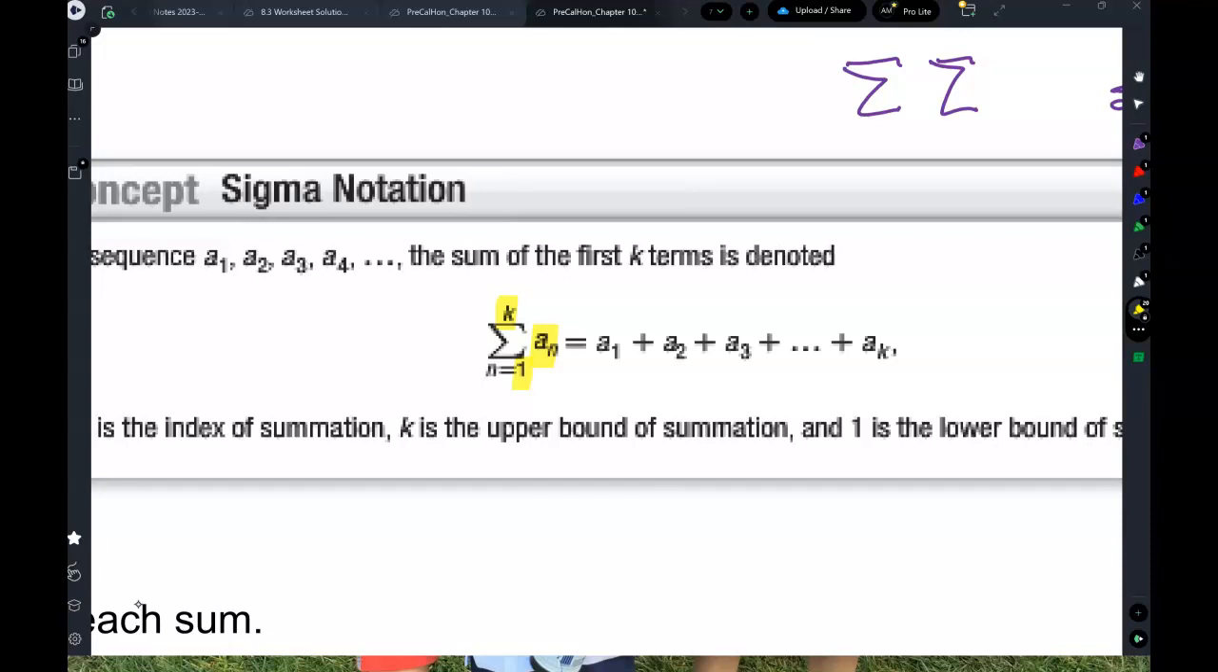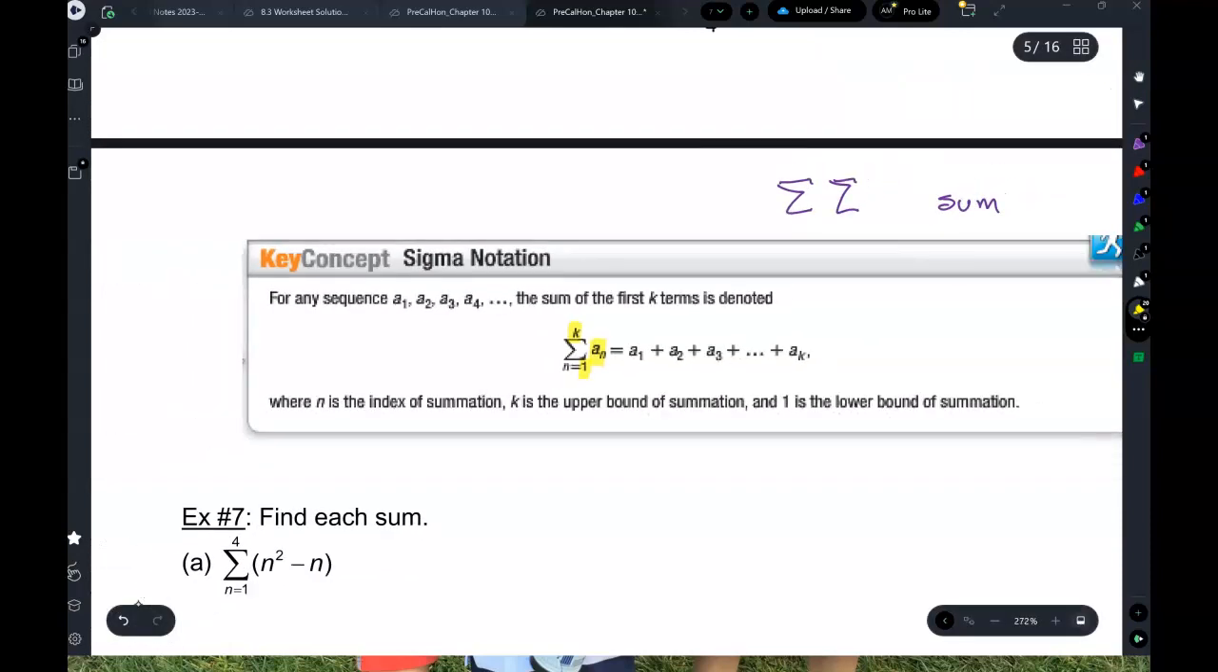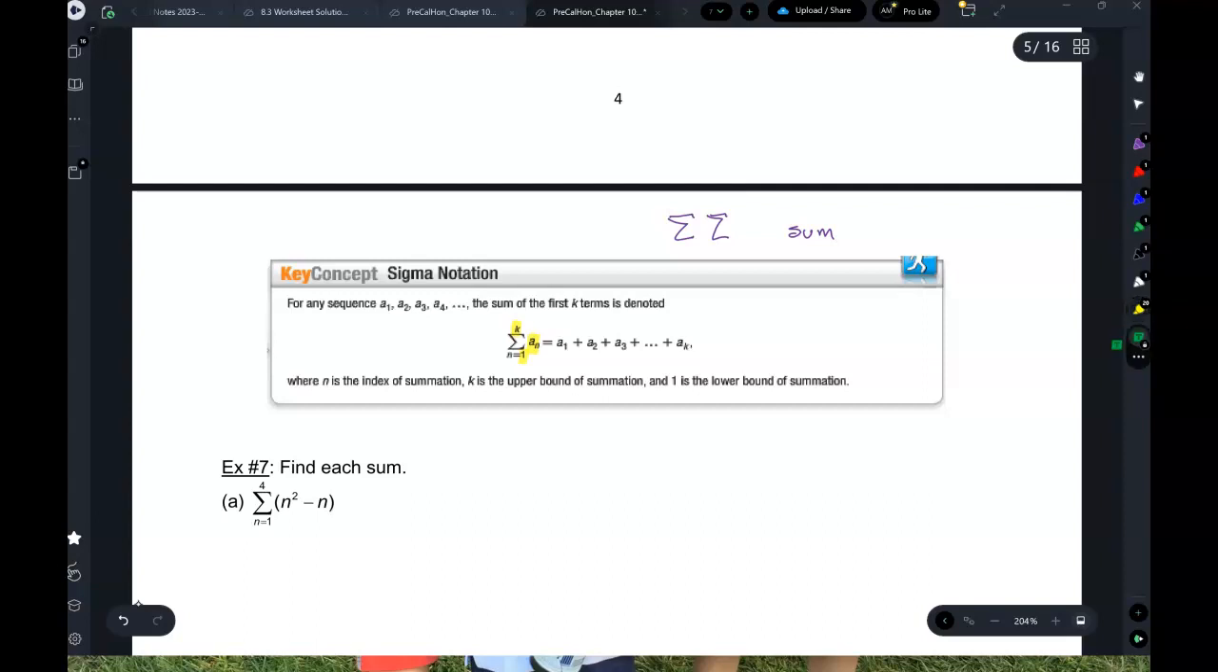Yeah, exactly. You have a starting point, okay? Vocabulary. N is called the index of summation. K is called the upper bound. 1 is called the lower bound. So then when you have an integral, it's just a squished S, the sum, okay?